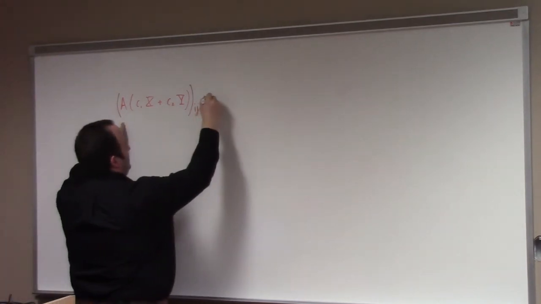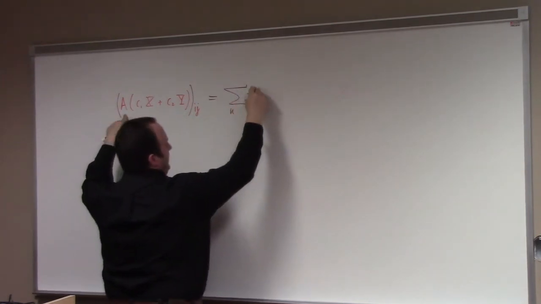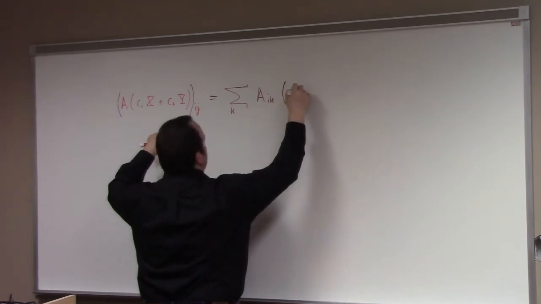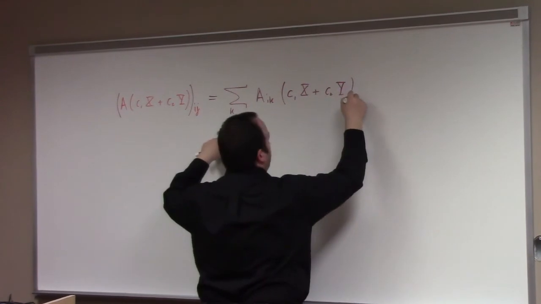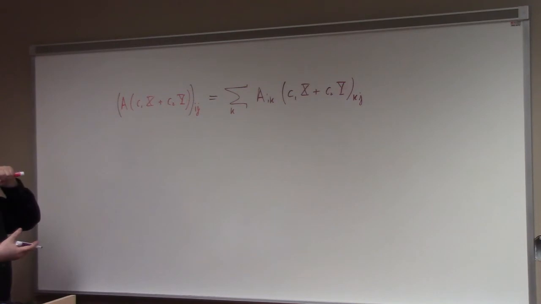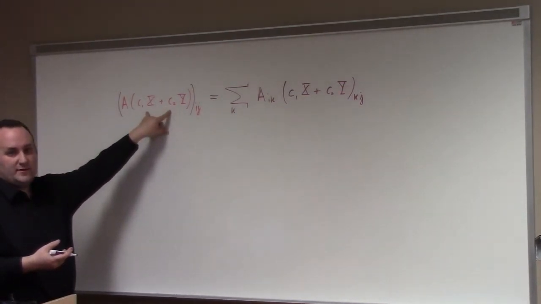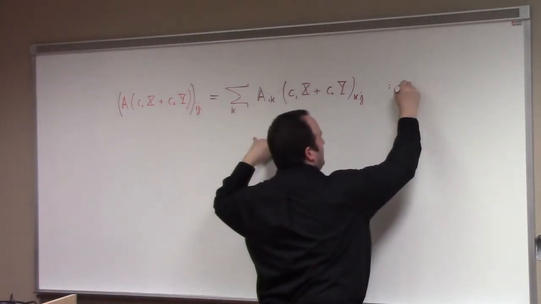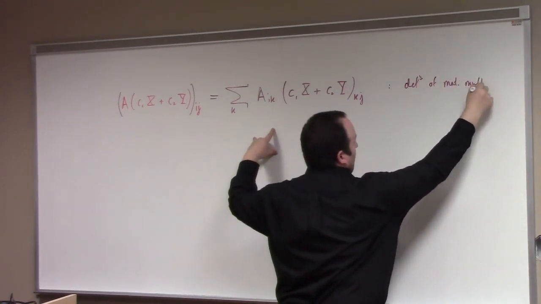Next step would be, this is the sum over k of A_ik, and then parentheses, kind of important, C1 x_kj plus C2 y_kj, right? The point is, I'm applying the definition of matrix multiplication to the matrix A times this other matrix. This is playing the role of B in what I just erased. And then over here, I should write something like "definition of matrix multiplication."